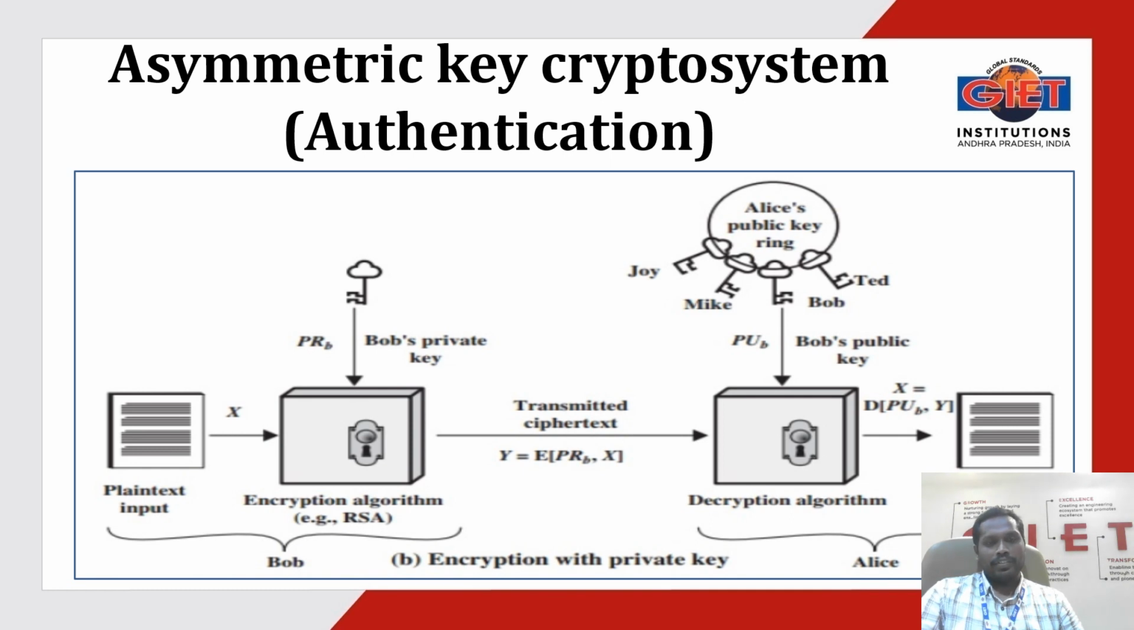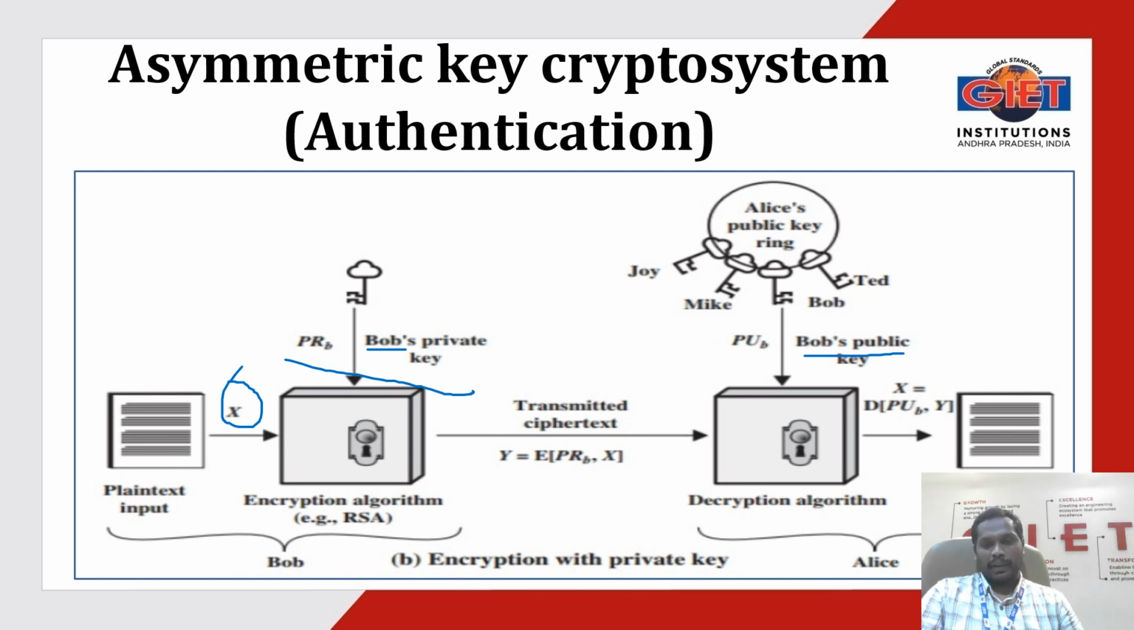So in this diagram, you can see the security service that is provided is authentication. There is a principle in authentication that we are going to use the sender's private key in encryption and the sender's public key in decryption. So here you can see in the diagram, the sender is Bob. Bob is going to use his private key in encryption, and Alice, who is the receiver, will be using Bob's public key at decryption. So here you can see this particular X, which is a plain text.